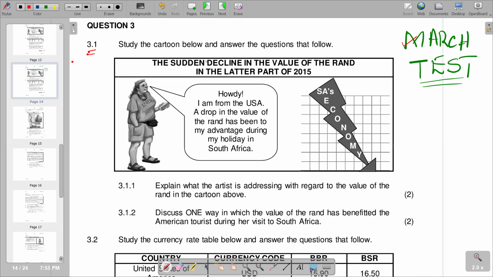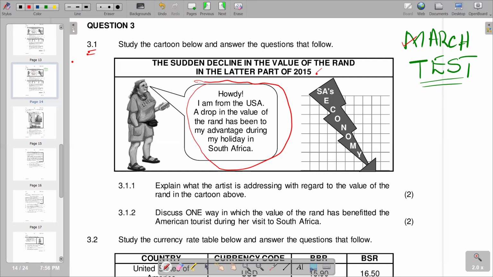In the cartoon, it's written: the sudden decline in the value of the rand in the later part of 2015. The tourist is saying, I am from the USA, a drop in the value of the rand has been to my advantage during my holiday in South Africa. To interpret what the cartoon is saying, that is how we are going to determine what the cartoon is addressing.